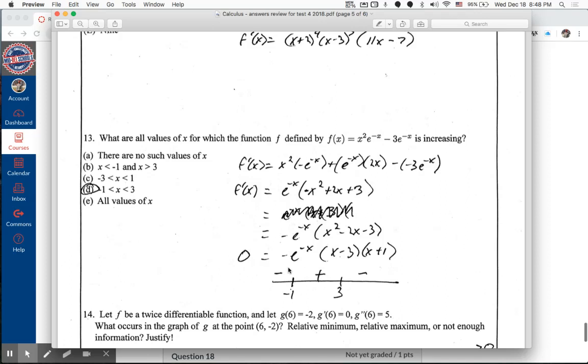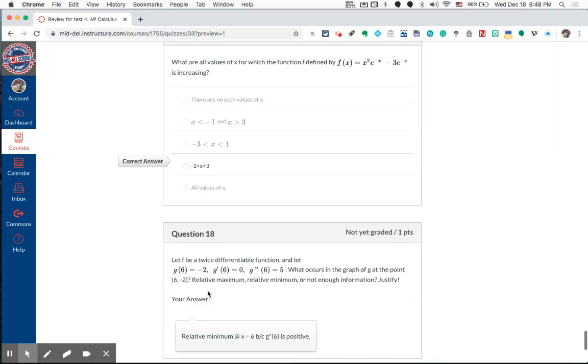So I plug all those in, zeros in here. 0 is going to give me a positive, a negative, and a negative, which is a positive. Plug in 4: positive, positive, negative, so negative. Over here, negative 2: negative, negative, negative, which gives me a negative. We want to know when it's increasing, so we're looking for the positive section, which is between negative 1 and 3.